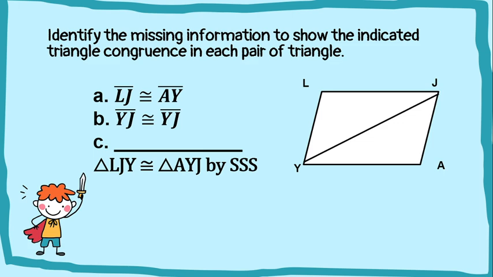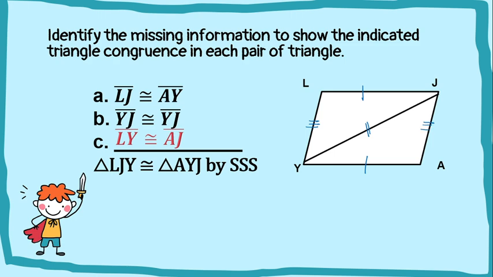And we have here for triangle LJY is congruent to triangle AYJ by SSS, or side, side, side. So, ito yung pinakamadali. So, let's take a look what is the missing side. So, we have here LJ is congruent to AY. And then YJ is congruent to YJ. So, the missing part is side LY is congruent to side AJ. Or pwede side. So, tama, LY and side AJ.